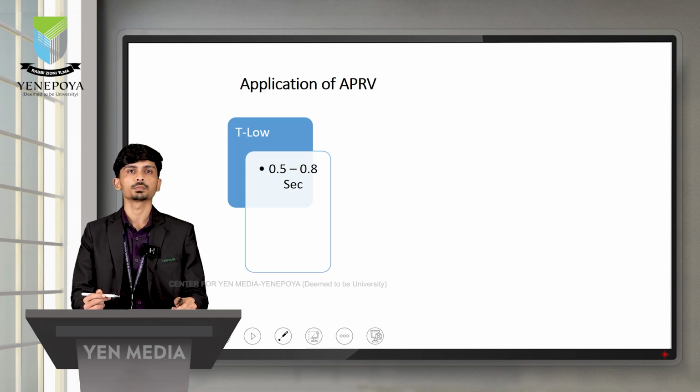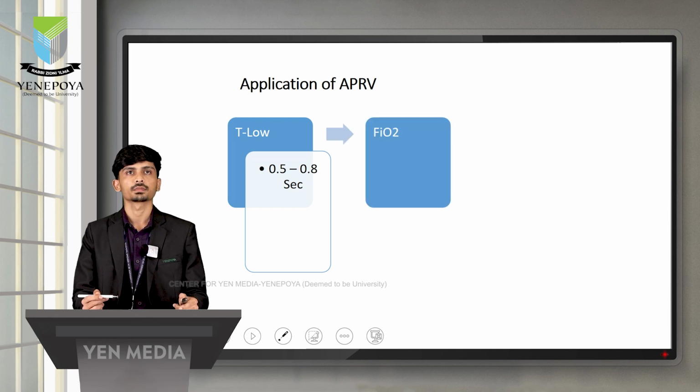So why do we need to set the T low to stop the exhalation at 75% of peak expiratory flow rate? This is important because we do not want de-recruitment to happen. We want some air to remain in the lung, which is called auto PEEP. So we want to generate auto PEEP, thereby limiting the de-recruitment. So next, FiO2 we start with 1, and based on your target saturation you can reduce it.